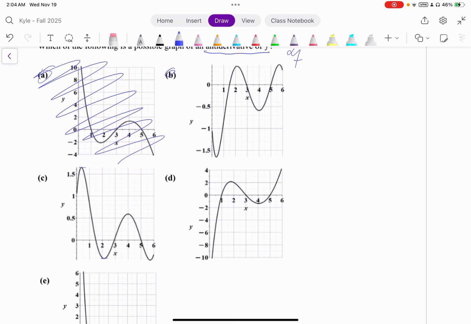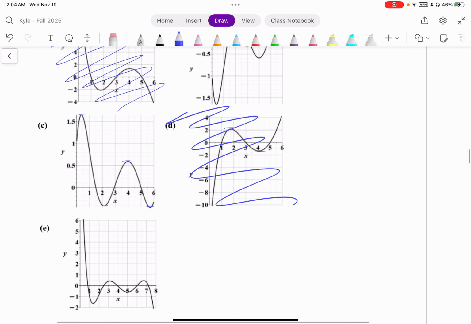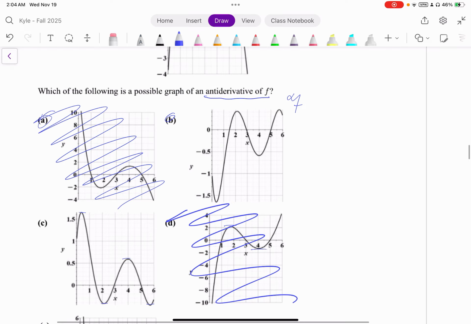In C, we have 1, 2, 3, 4. That's also a possibility. In D, we only have 2, so D cannot be. In E, we have 1, 2, 3, 4. Okay, so now let's start looking a little bit more at the specifics.